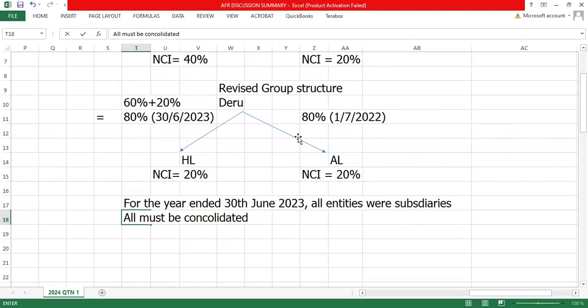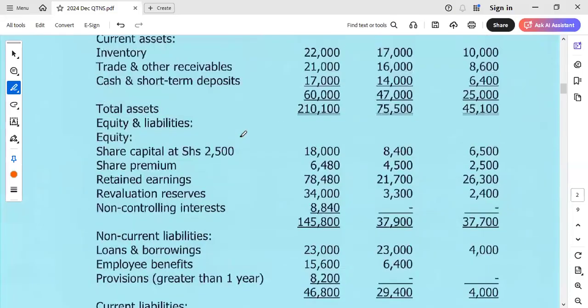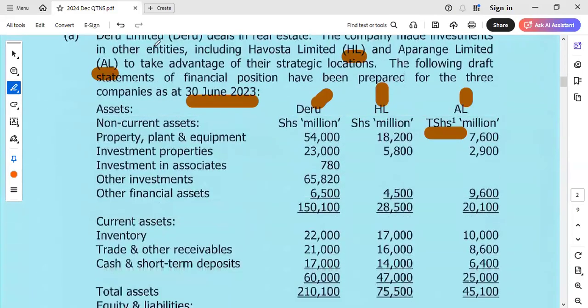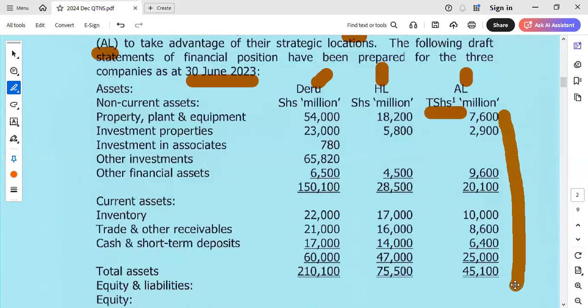And what does that mean? Now, after knowing that all entities must be consolidated, you come back to your question and lay the template very fast. But because you want to consolidate all the entities, and one of the entities is in a foreign currency, you need to translate these amounts into shillings. Because when you are consolidating, you're getting this plus this plus this. Remember, in a balance sheet, we don't time-apportion.